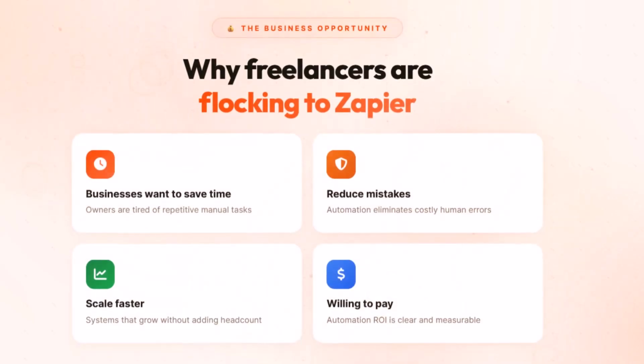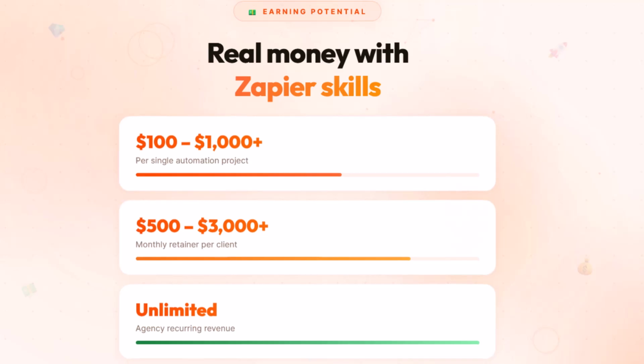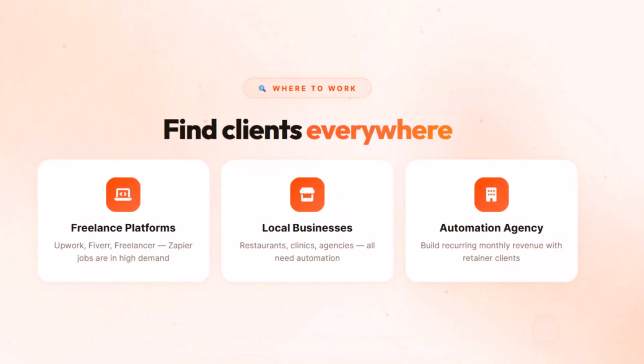Now let's talk about money. Why are so many freelancers and agencies learning Zapier? Because businesses want automation. Business owners are tired of repetitive tasks. They want systems that save time, reduce mistakes, and help them scale. And they're willing to pay for it. Many freelancers charge anywhere from $100 to $1,000 or more for a single automation project. Some build automation agencies and earn recurring monthly revenue by maintaining workflows for clients.